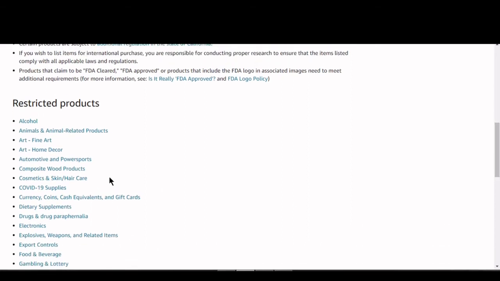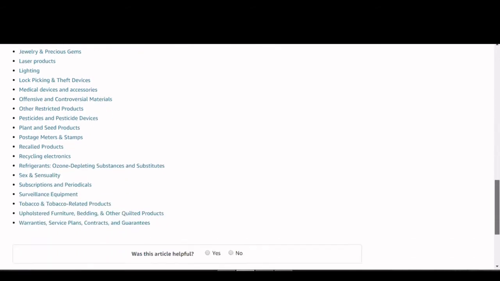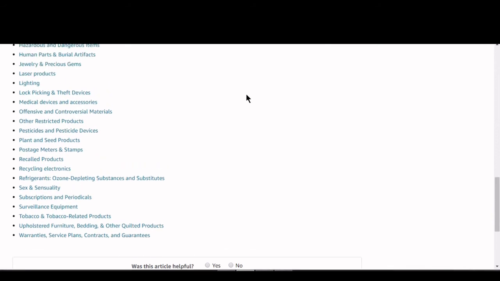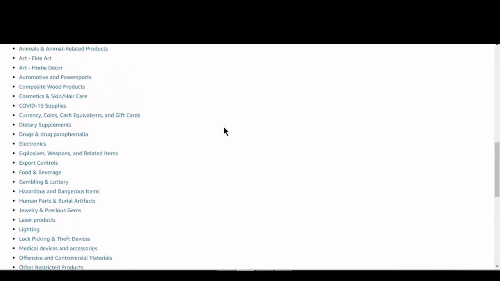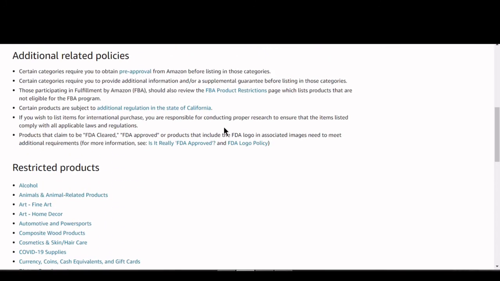I used to sell one of my products in this pesticides category. Yeah, here's the one, pesticides and pesticide devices category, and I had around $5,000 loss on my first product. So you have to double check if your product has a restriction on it or not. So guys, this is the way to check a product restriction.